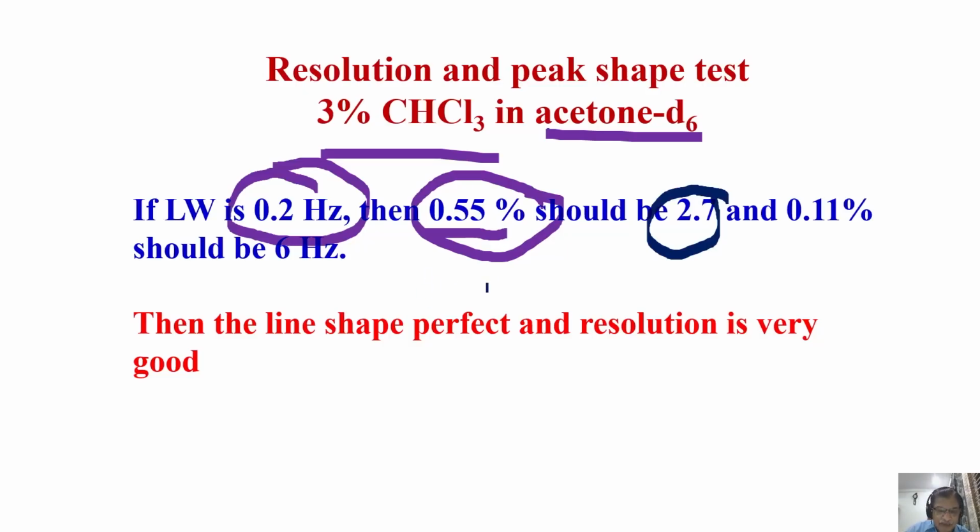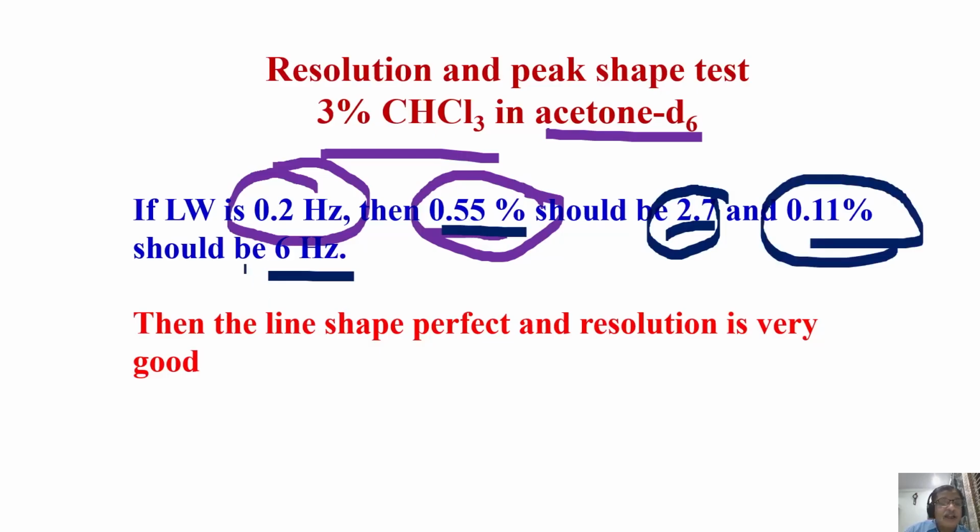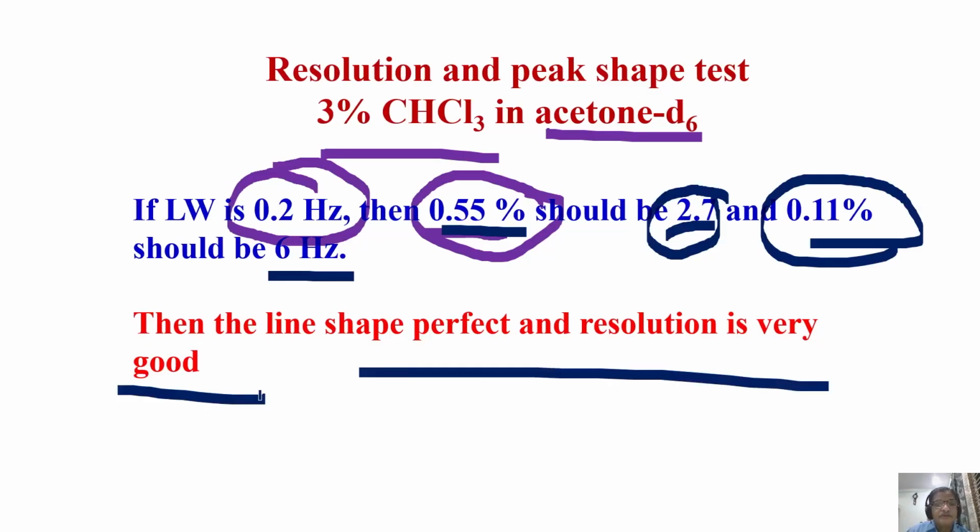Again, increase further. Measure at 0.11% of this height. It cannot exceed 6 hertz because your natural line width is 0.2 hertz. So natural line width tells you about resolution, but the peak width at 0.55% of the CaCl3 peak at the satellite height and 0.11% of that will decide about your shape of the peak. If these conditions are matched, then your line shape is perfect and resolution is very good.